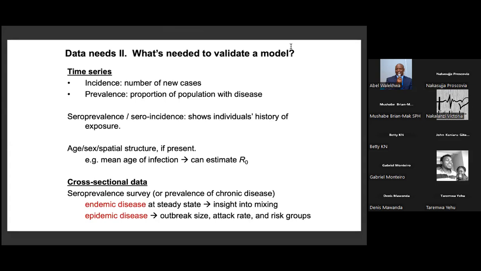estimate R naught. And if you have cross-sectional data, you have seroprevalence surveys or the prevalence of chronic disease; endemic disease that is at steady state gives you insight into mixing. For epidemic disease, the outbreak size, the attack rate, and the different risk groups. And I don't know if you did theories of biostatistics, where you look at the measures of association and so on.